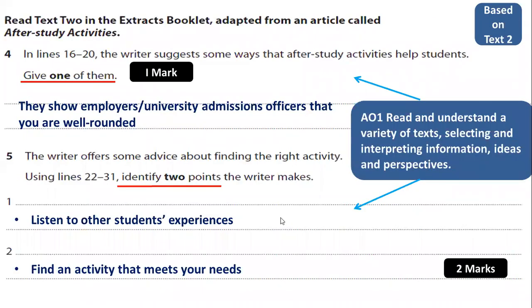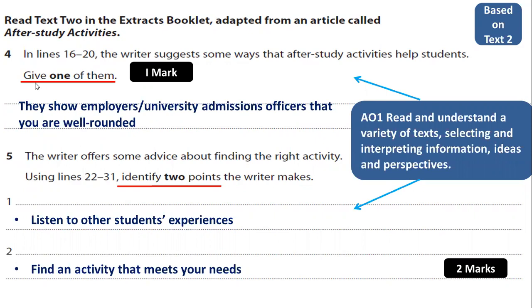Let's move on to question number 4. Read text 2 in the extracts booklet, adapted from an article called After Study Activities. So please remember that my purpose of this video is not to discuss a particular paper and the answers, but my objective is to show you the way the questions are formed and which assessment objectives are really focused on. So therefore, I will not be really going into the content of the questions and the answers. I will be looking at the format and the structure and the purpose of the questions.